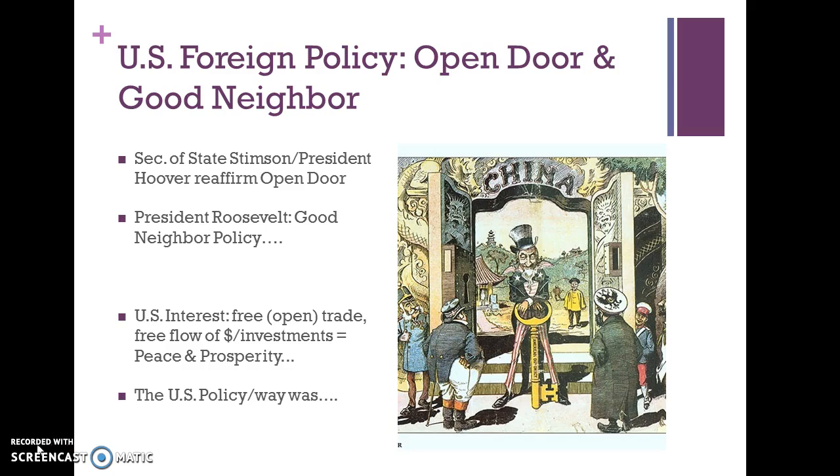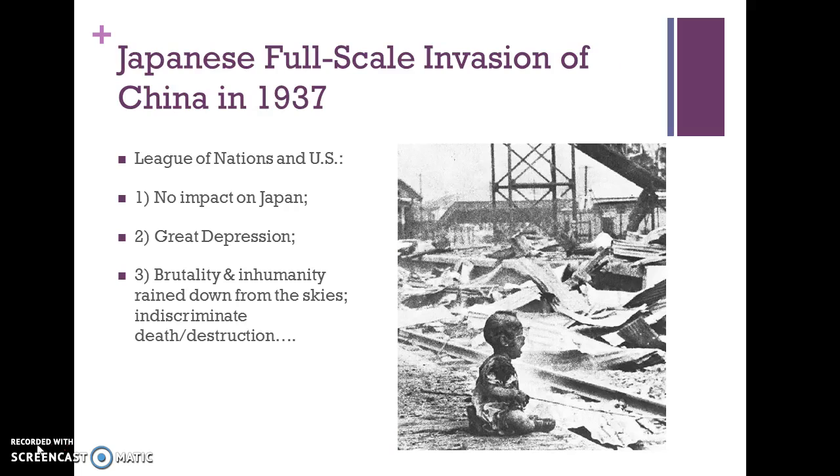President Roosevelt also, when he becomes president in 1933, issues what's known as the good neighbor policy, that the United States wants itself to be a good neighbor and wants everybody else in the world to act as good neighbors. So these rather idealistic statements in the interest of protecting the free flow of money and trade and investments to produce prosperity.